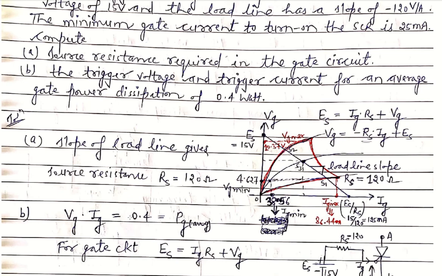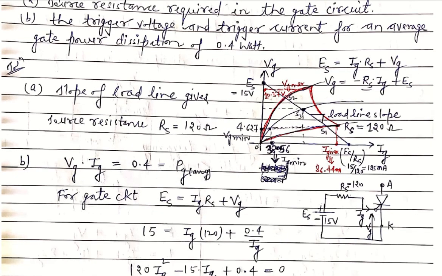Now we will see the second part of the problem: the gate trigger voltage and the trigger current, that is Vg and Ig. Ig is the trigger current, that is the gate current, and the trigger voltage is Vg. We have to find them for an average gate power dissipation of 0.4 watt, which is given in the problem.